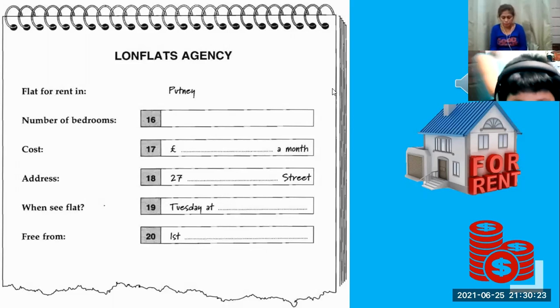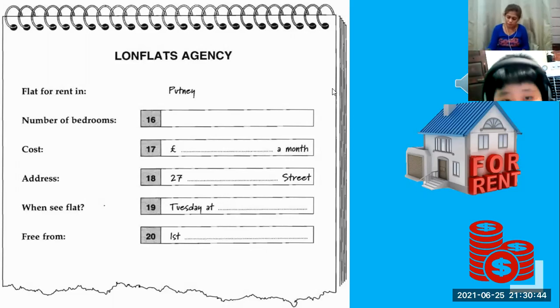Okay. And how much is the rent? Well, it's £440 a month. I see. And where exactly is it? It's number 27 Bearsley Street. Oh, how do you spell that? Bearsley. It's near the train station. And what floor is it on? It's a second floor flat.